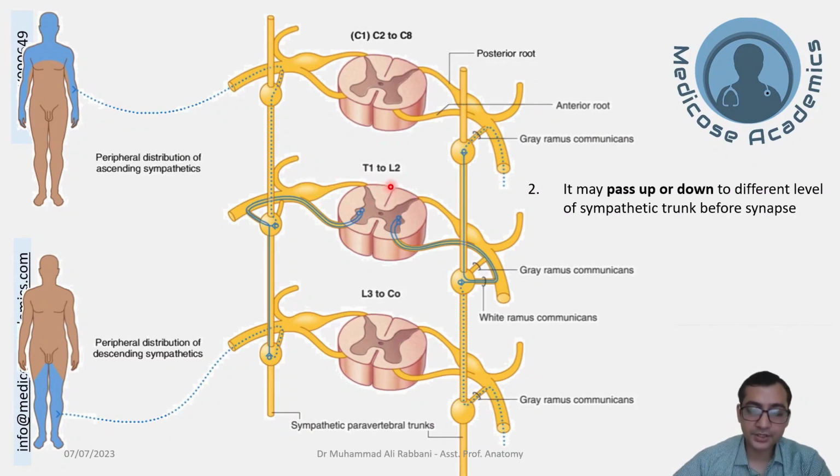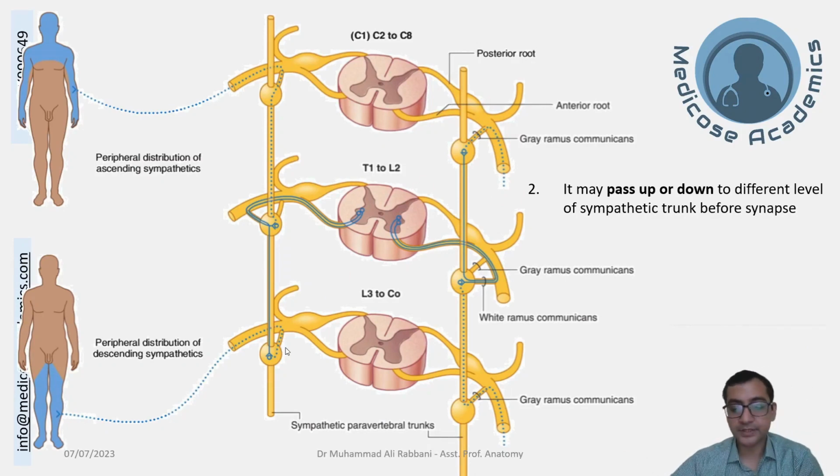Or in the lower regions, in the lumbar region, it may enter the sympathetic chain through the same pathway, but without synapsing, it may move down to the other region. In the lower regions or in the upper regions, after changing the level, it may synapse and go through the gray ramus communicans into the spinal nerve and supply the arteries. The same is true for the upper region, and the same is true for the lower regions.